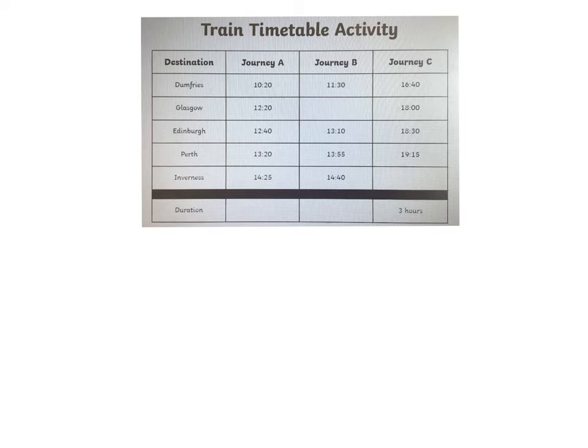And the way this timetable works is that it actually starts and moves up and down. So you could imagine the journeys are split up. So we've got journey A, journey B, and journey C. And the train itself moves from the top to the bottom. So we imagine that the train starts at Dumfries. For train A, it starts at Dumfries at 20 past 10, and then it moves down the way through the stops and finally finishes at Inverness at 2:25.